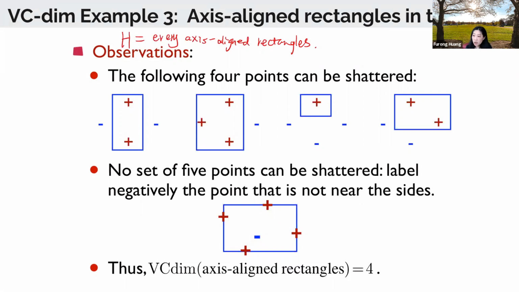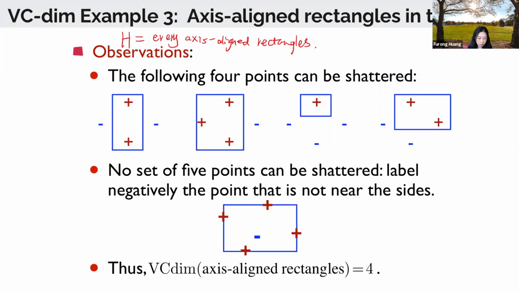For any of the hypotheses, first, it is easy to see that if you have 4 points, then you can always find rectangles that can realize the dichotomies.